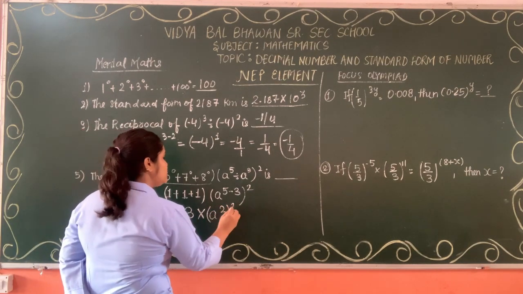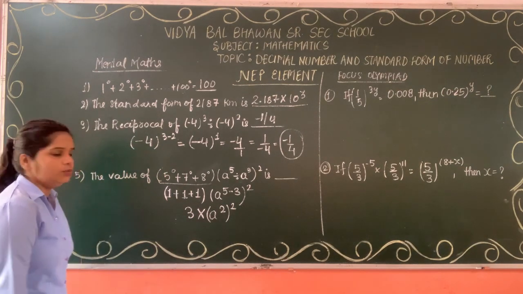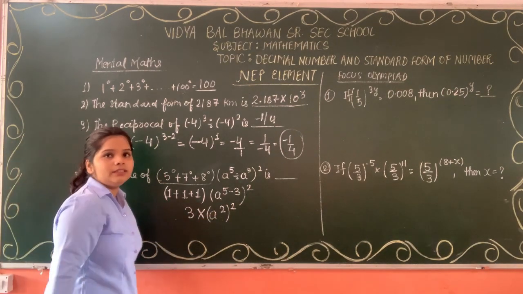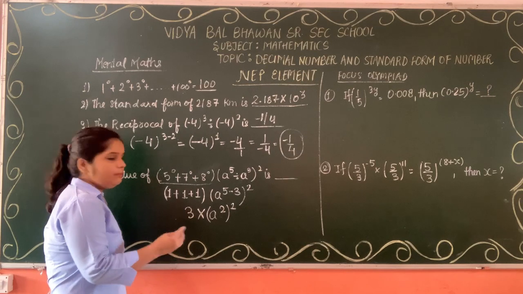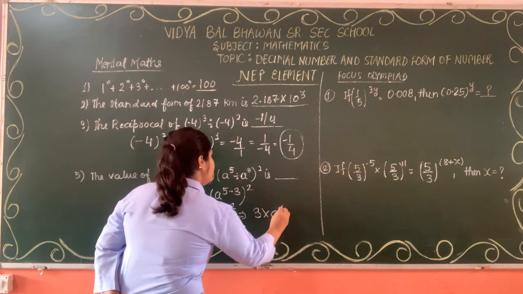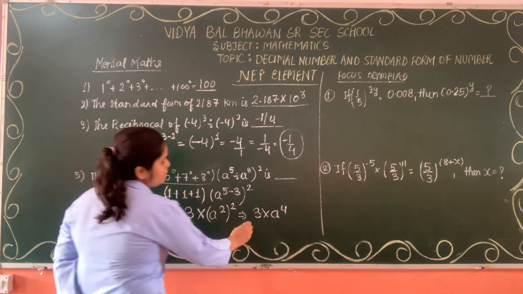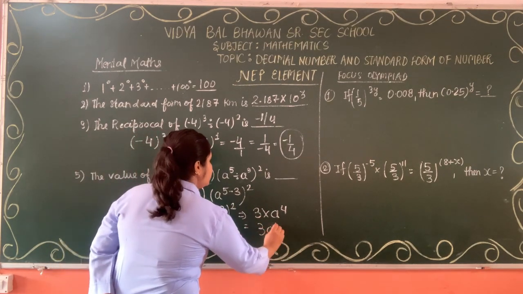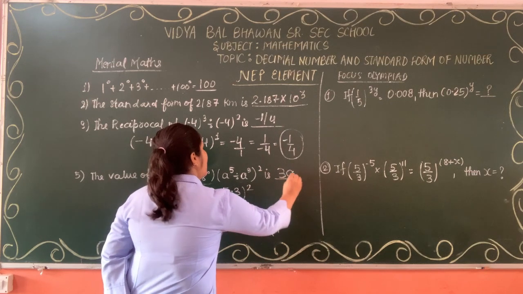outside the bracket, it is also raised to the power 2. Power of power means powers will be multiplied. So it will be 3 multiplied by a raised to the power 4, or you can simply write 3a raised to the power 4. This is the answer.